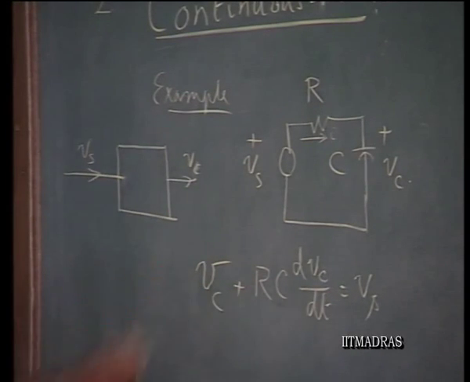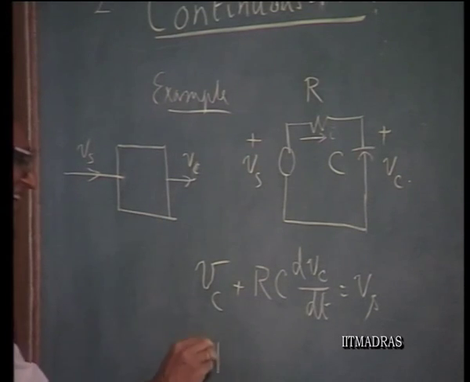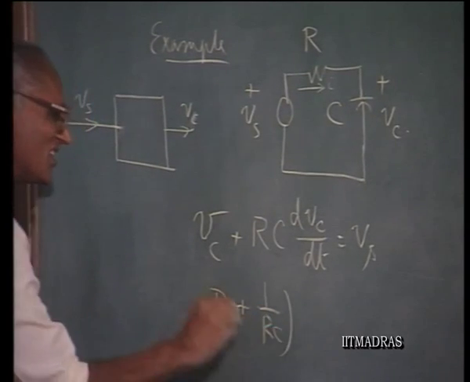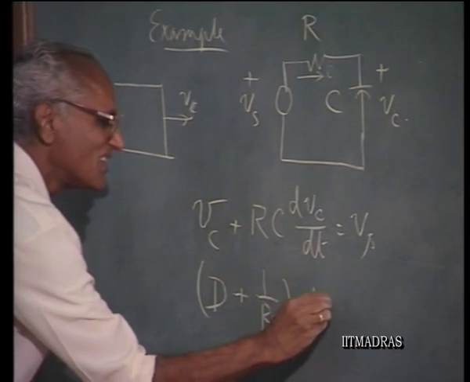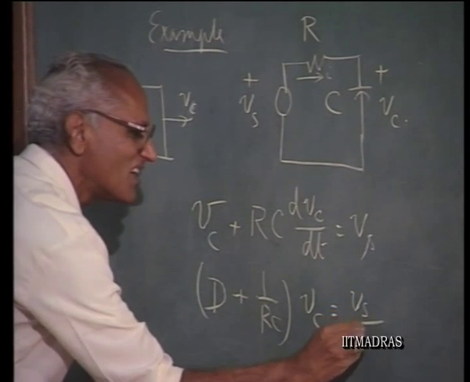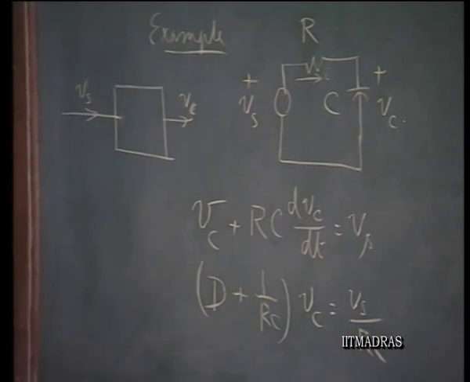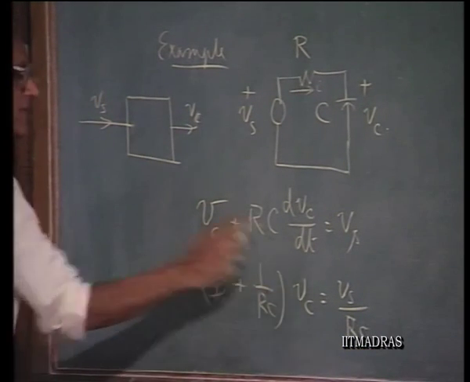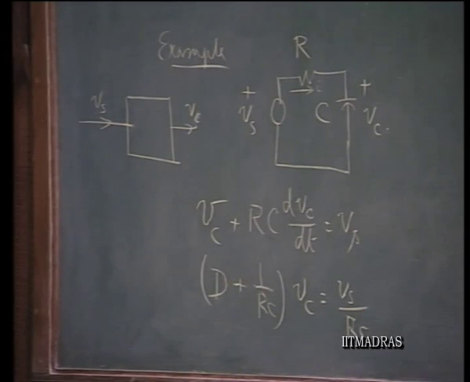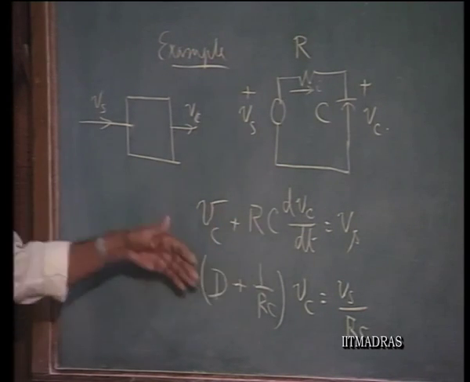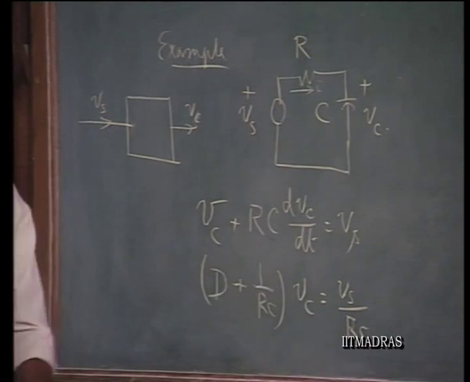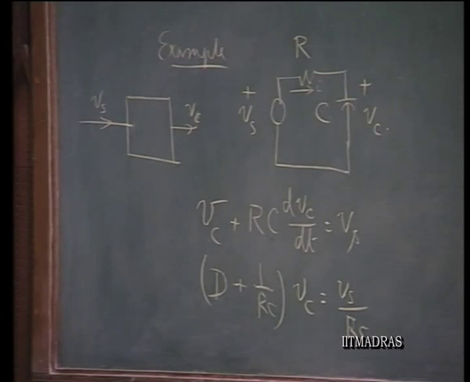So you can put this in a compact fashion as (d plus 1 over RC) Vc equals Vs over RC, where d is the derivative operator. Instead of dVc by dt, you can write this in a more compact notation, which I am sure you are familiar with. Dividing all the terms by RC, this is what you get: (d plus 1 over RC) Vc equals Vs over RC. So this is a first order differential equation, and this is the input-output relation for this system.